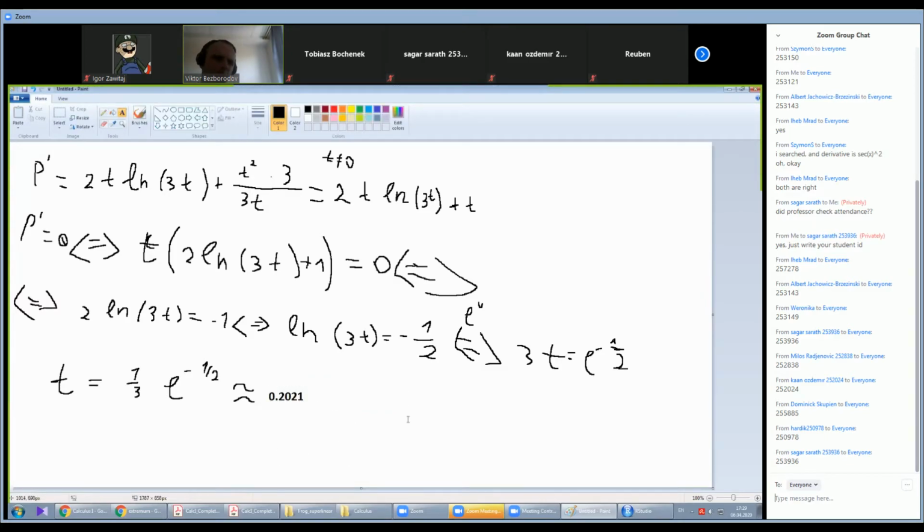Okay, so we found a critical point. And so let's now try to make a plot. So what do we do next? Next, we draw this line, right? This is our line.